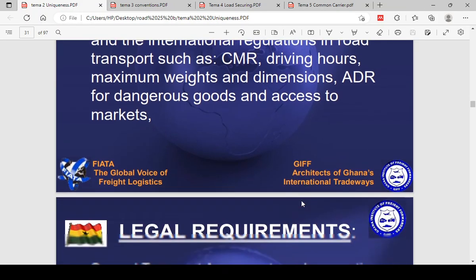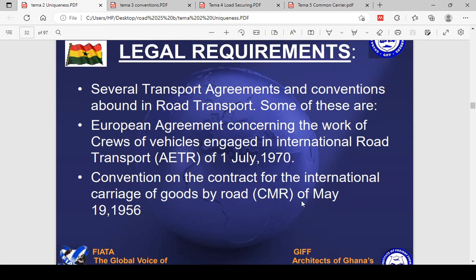Several transport agreements and conventions have been signed in road transport, or they are bound. Some of these are the European Agreement concerning the Work of Crews of Vehicles Engaged in International Road Transport, AETR, of July 1, 1970. The Convention on the Contract for the International Carriage of Goods by Road, that's CMR, of May 1956. Take note of these dates and their various legal names. They may appear in your exam.